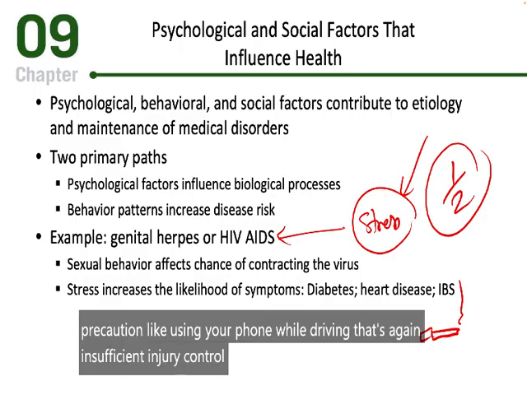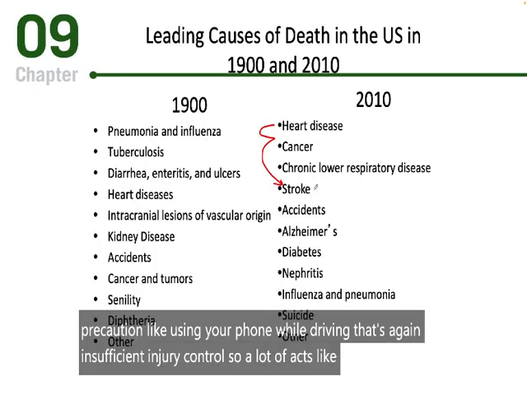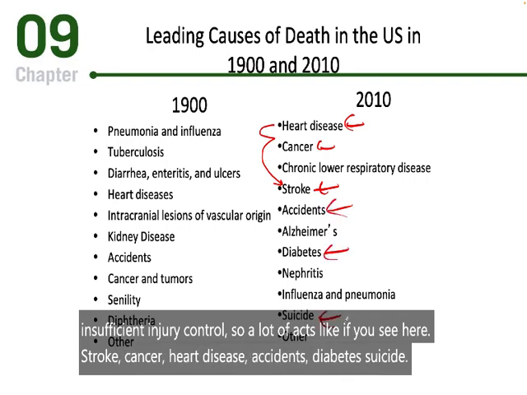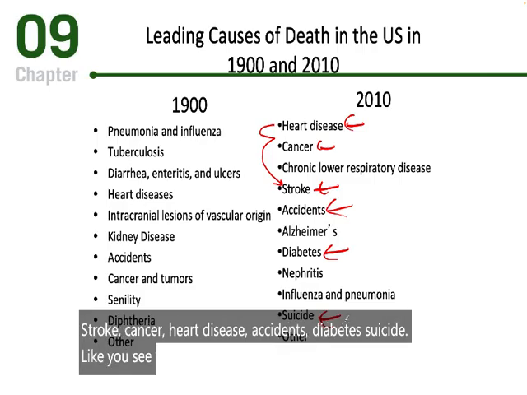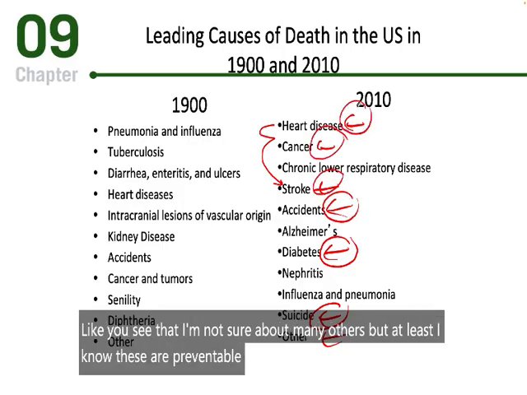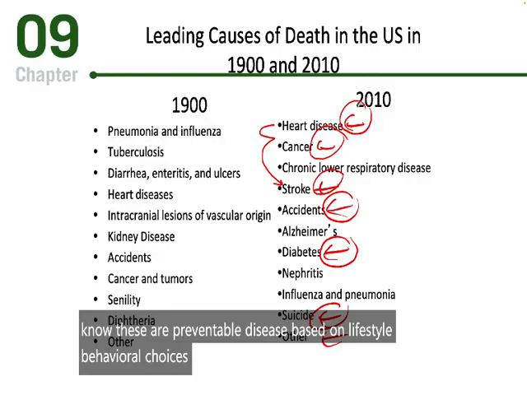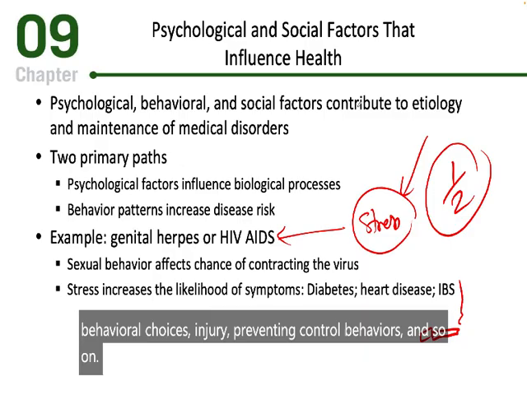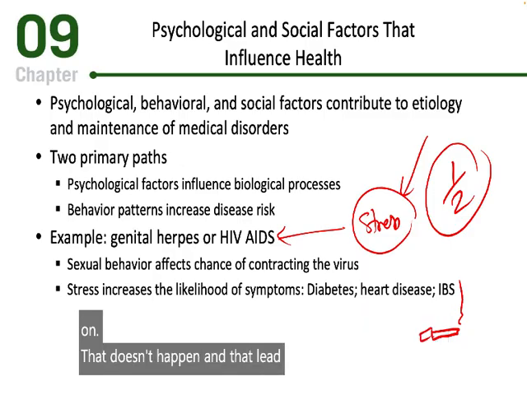So a lot of acts, like if you see here, stroke, cancer, heart disease, accidents, diabetes, suicide. I'm not sure about many others, but at least I know these are preventable diseases based on lifestyle, behavioral choices, injury-preventing controlled behaviors, and so on. Now that doesn't happen, and that leads to more and more problems. But what else is affecting?